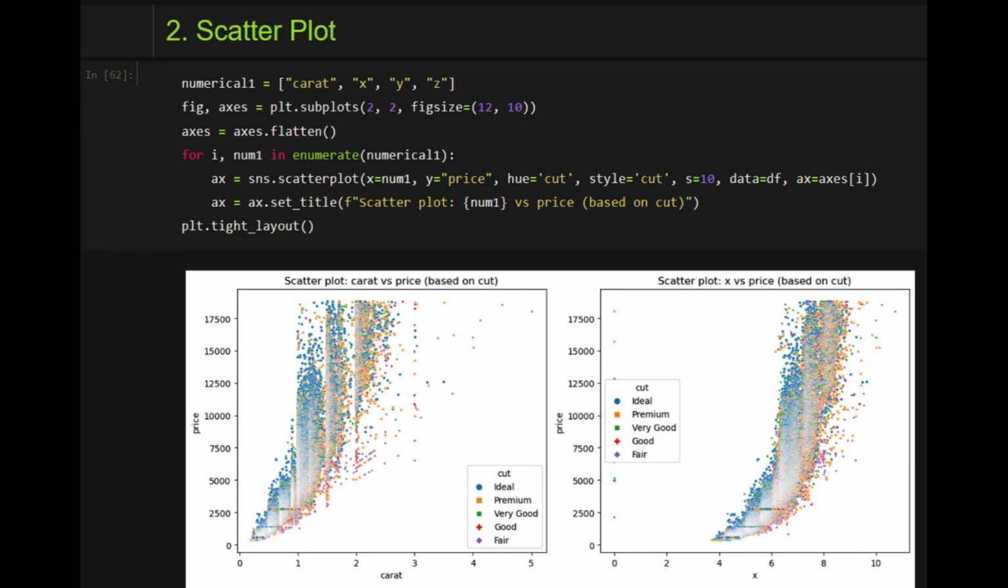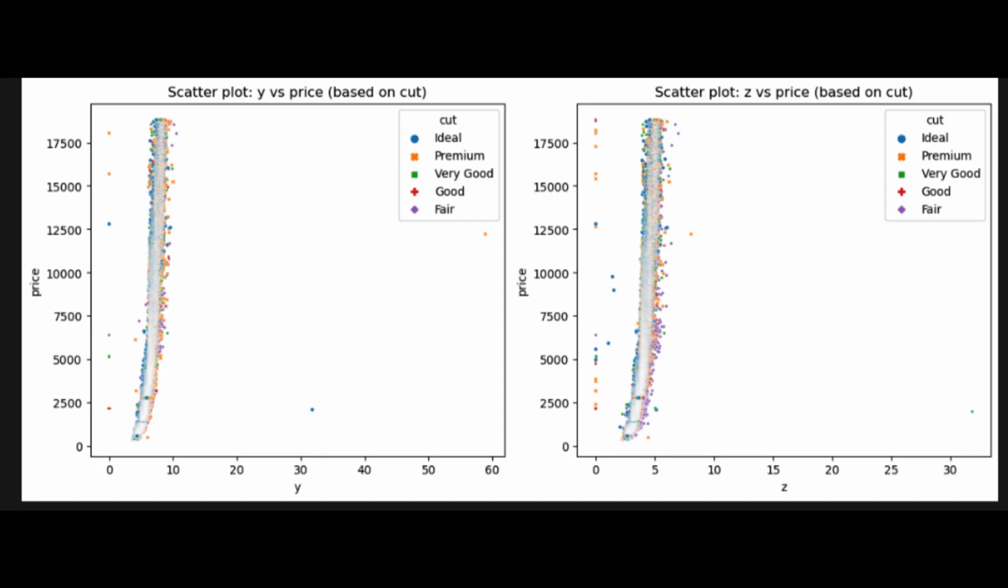The two charts below are the scatter plots between the variable price and the variables x. Likewise, these two charts are the scatter plots between price and the variables y and z.